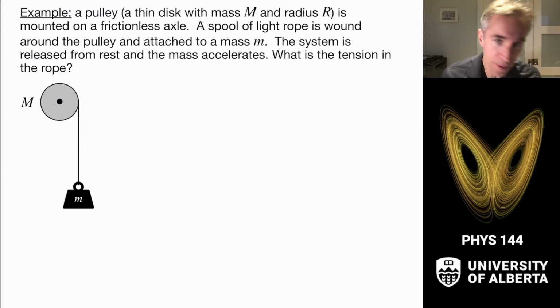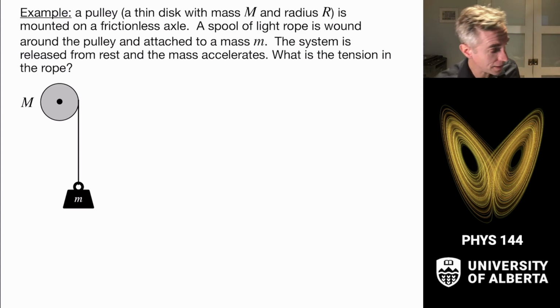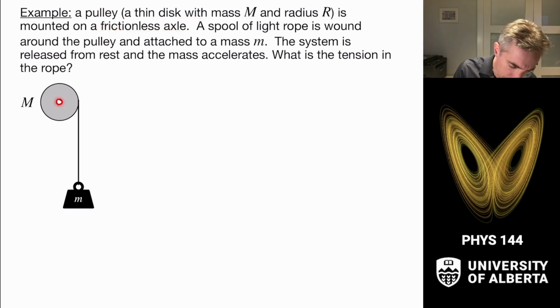Let's get a little more physics oriented and move on to a classic example. This is a case where we have a massive pulley, which is a thin disc with mass m and radius r on a frictionless axle. A spool of light rope, meaning we don't count its mass, is wound around the pulley and attached to mass M, which is shown right there. The system is released from rest, and I'd like to know what the tension in the rope is.